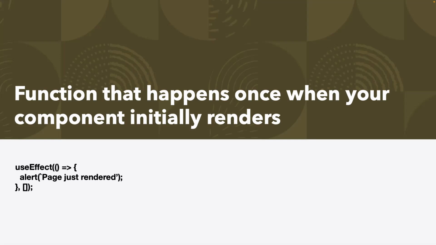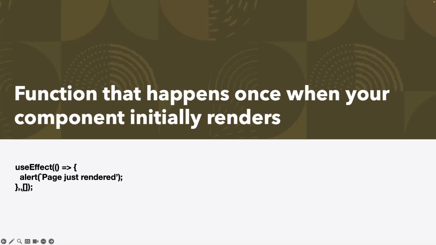Okay, so now let's look at using useEffect as a function that happens once when your component initially renders. This is how the syntax is going to look. You have the useEffect, you have this arrow function, and then you insert the curly brackets. You actually have the function that you want to happen. You can define any function here. The function I defined was simply an alert. So this function is going to happen anytime your page initially renders, and it's going to happen only once.